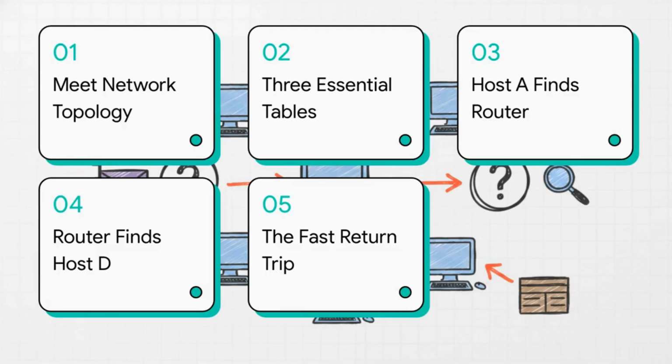First, we'll meet our network topology. Second, the three essential tables. Third, host A finds the router. Fourth, the router finds host D. And finally, number 5, the fast return trip.